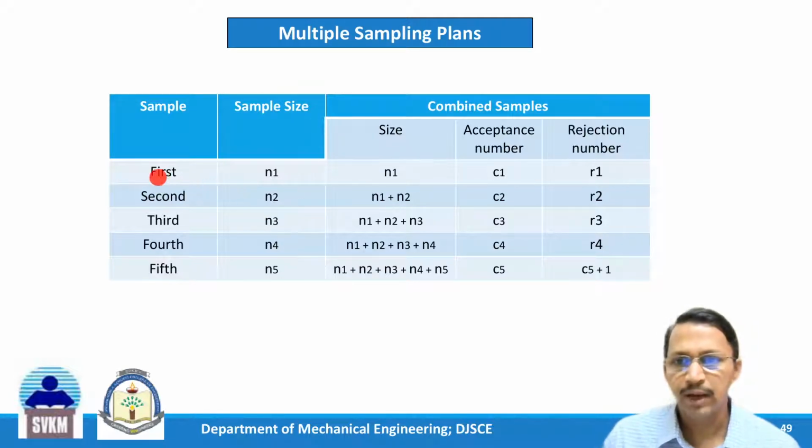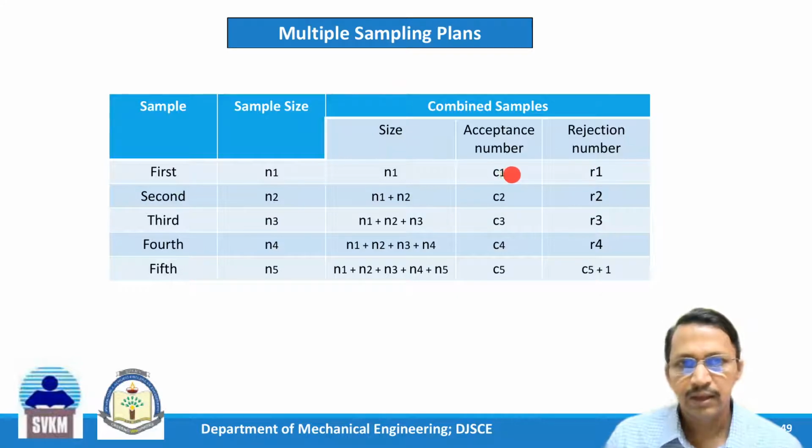How would the decision be arrived at? First sample, sample size N1. So the total size is N1 only because this is the first sample. Acceptance number is C1. Now it will have a rejection number. R1 is the rejection number for the first sample. Now you count the number of defectives in the first sample, let us say D1. If D1 is less than or equal to C1, then you accept the lot. But if D1 is greater than R1, then you have to reject the lot. R1 is the rejection number.